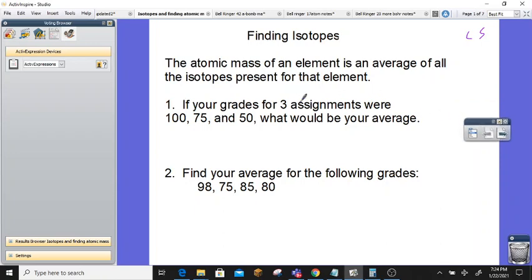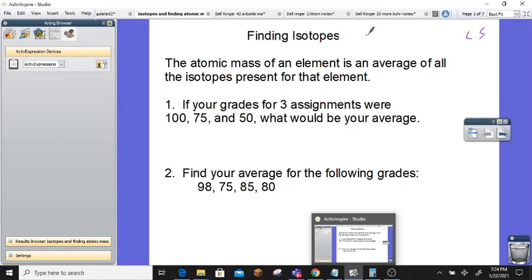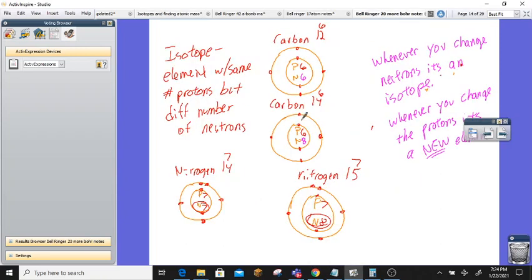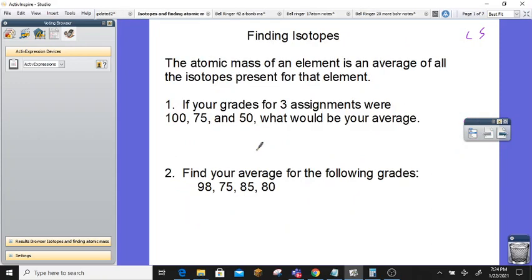So the atomic mass of an element is an average of all the isotopes present for that element. So you can have an element of, like here, carbon with 6 neutrons or 8 neutrons and so on. So how do they get that? Well, it's an average, okay?